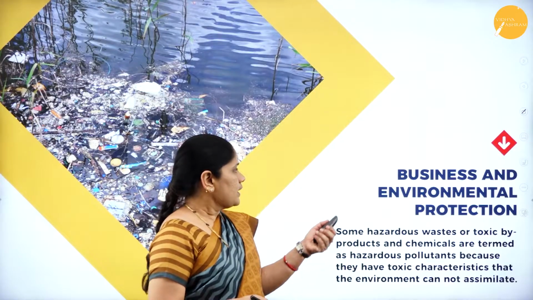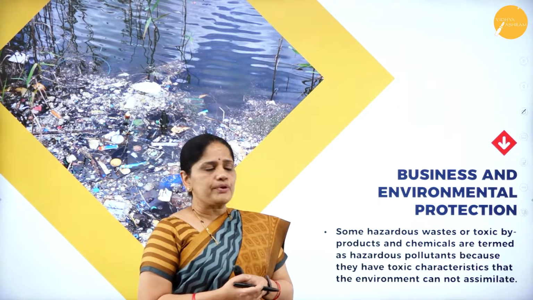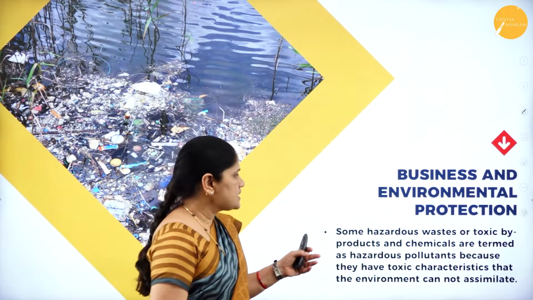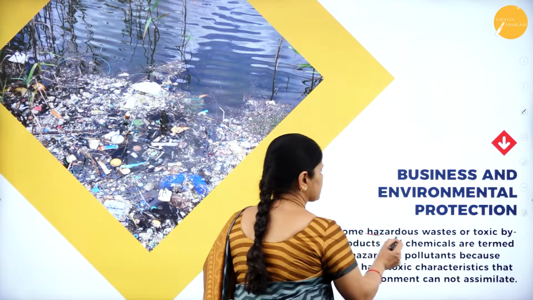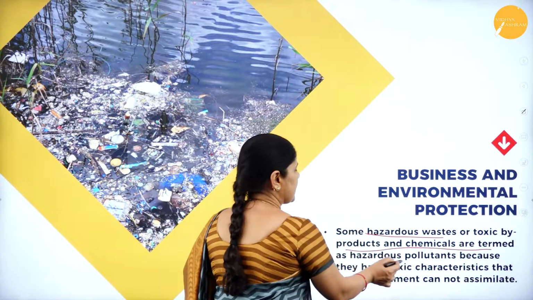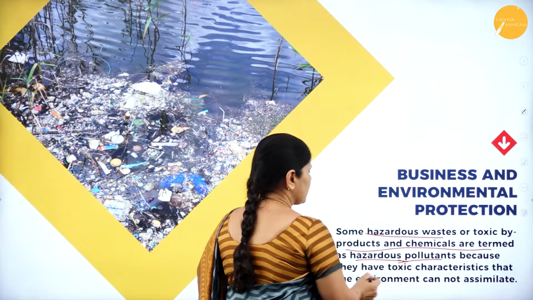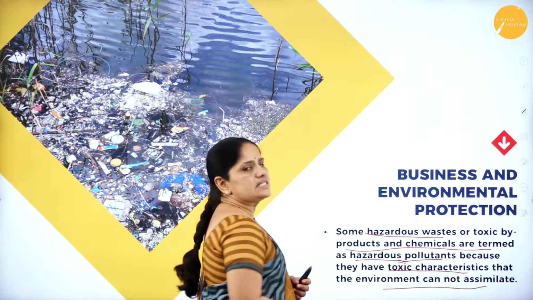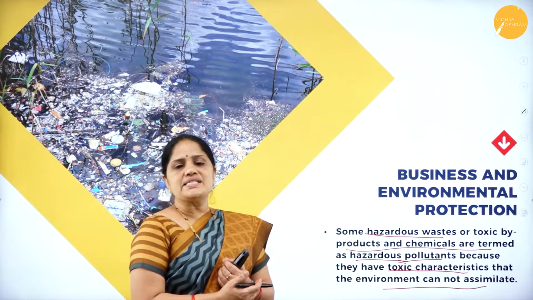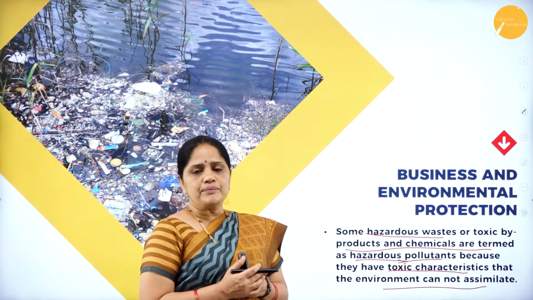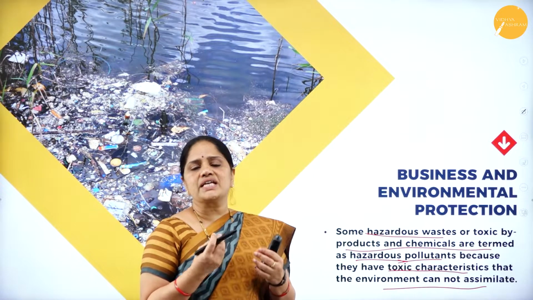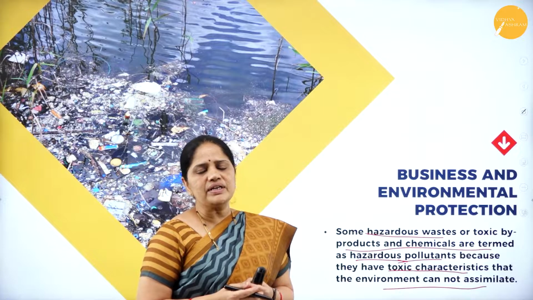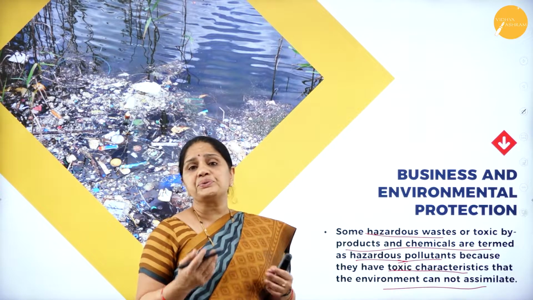Now, business and environmental protection: some hazardous waste or toxic byproducts and chemicals are termed hazardous pollutants because they have toxic characteristics and the environment cannot assimilate them. So why do we say that plastic should be banned? Because plastic is something which cannot degenerate. It will be there for the next 100 to 200 years.